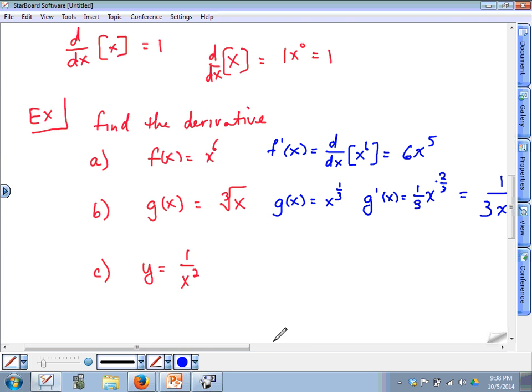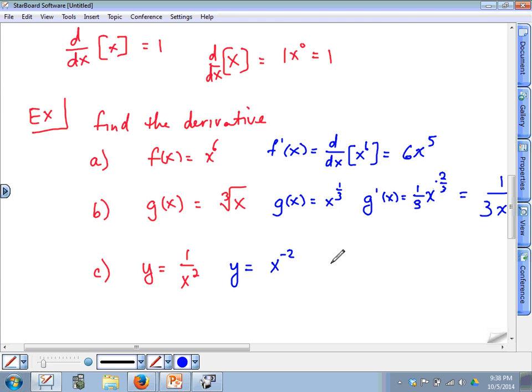And the power rule can apply here as well, but again we need to rewrite this, so we think of y instead of 1 over x squared as x to the negative 2. Now you can apply the power rule, this basic power rule here.